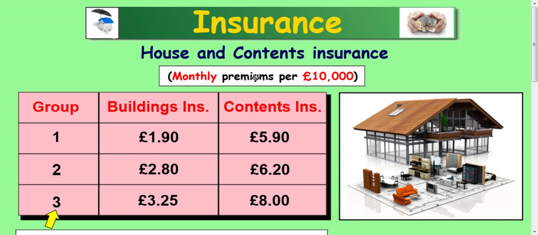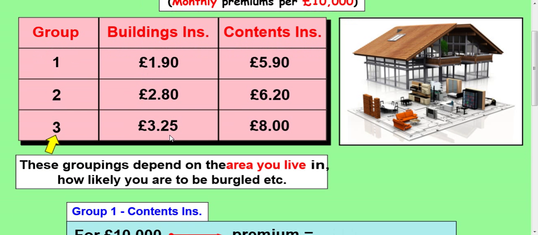Now the monthly premiums here, the amount you pay, is for every £10,000. So if you paid £1.90 buildings insurance, that would be for a cover of £10,000. If you had to pay for £20,000 worth of buildings insurance, then you would double the £1.90, and for £30,000 you would triple the £1.90. Anyway, let's have a look at some examples. Just incidentally, these groupings depend on the area you live in. How likely are you to be burgled? The more likely you are to be burgled, the more the insurance will go up. It will cost you more money.